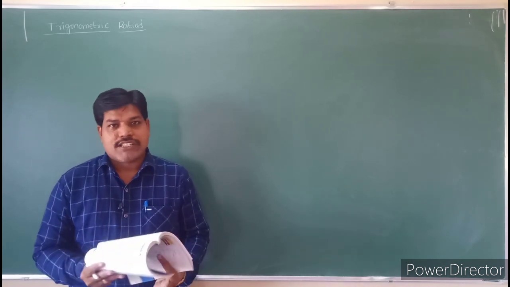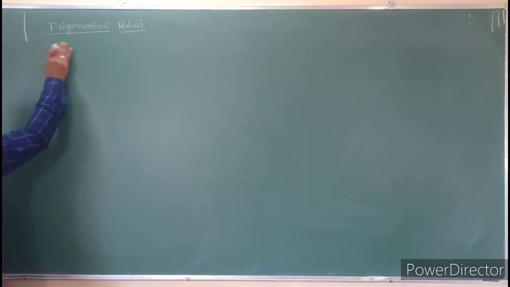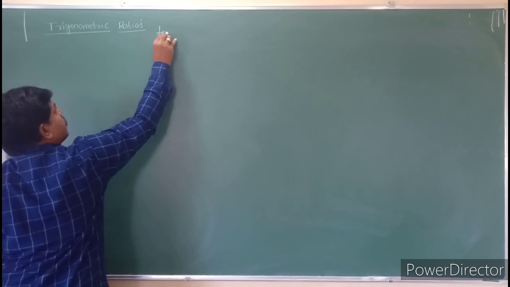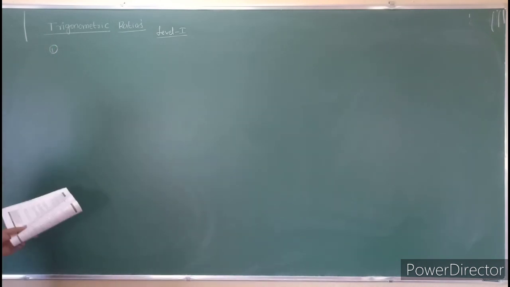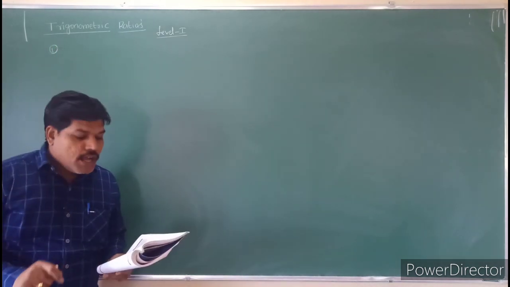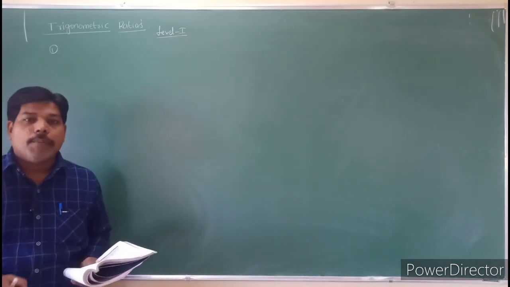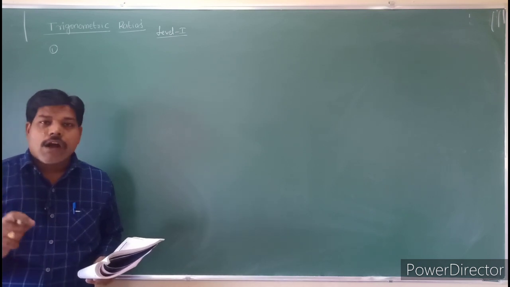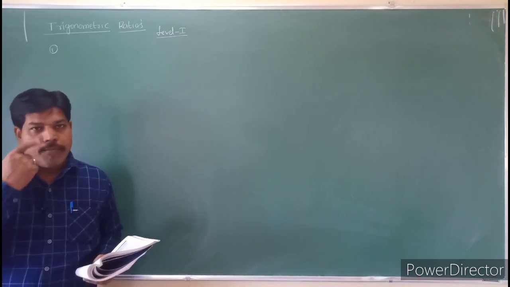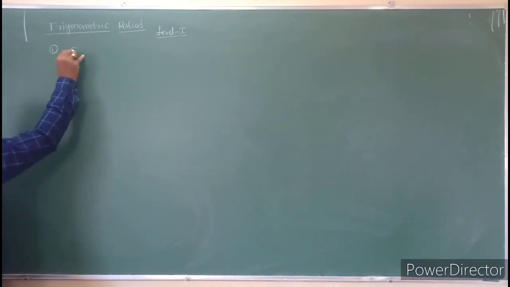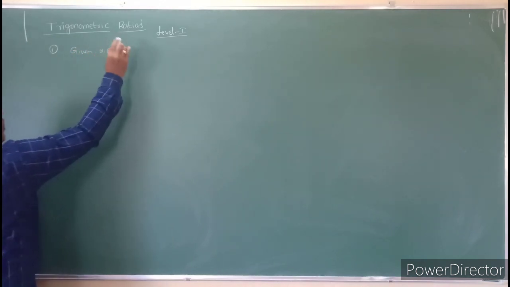So see the first question. What is the first question in the level 1? If alpha, beta are complementary angles, then cos square alpha plus cos square beta is what? So given, alpha, beta are complementary angles.